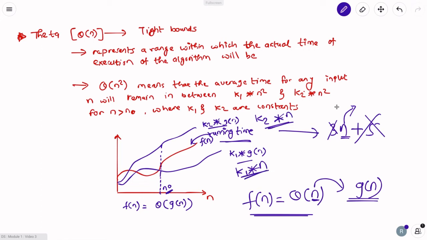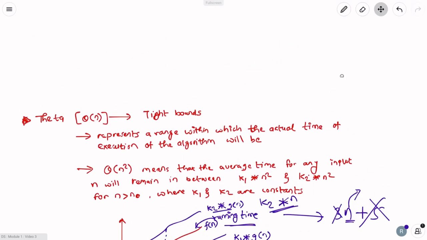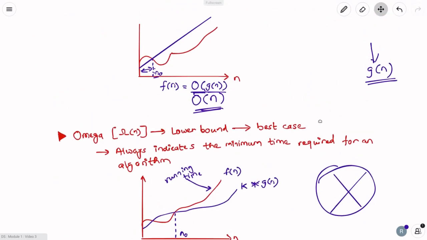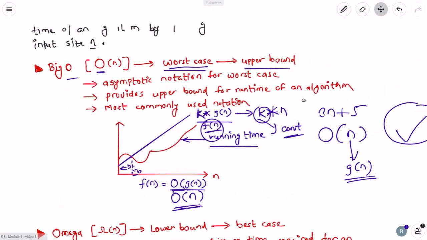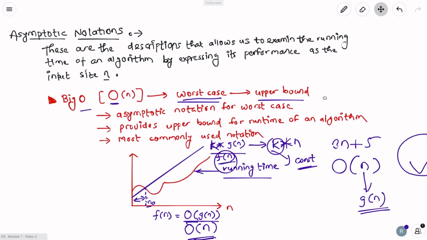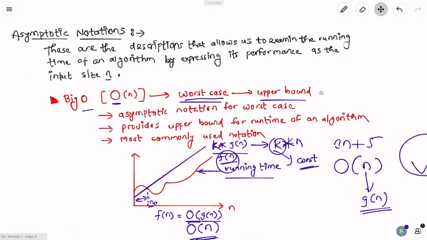So I hope you all understood the concept of asymptotic notation. This is a very important concept, and in each and every technical interview, whenever the interviewer asks you to write a program, he will also ask you to tell the time complexity in terms of asymptotic notation.